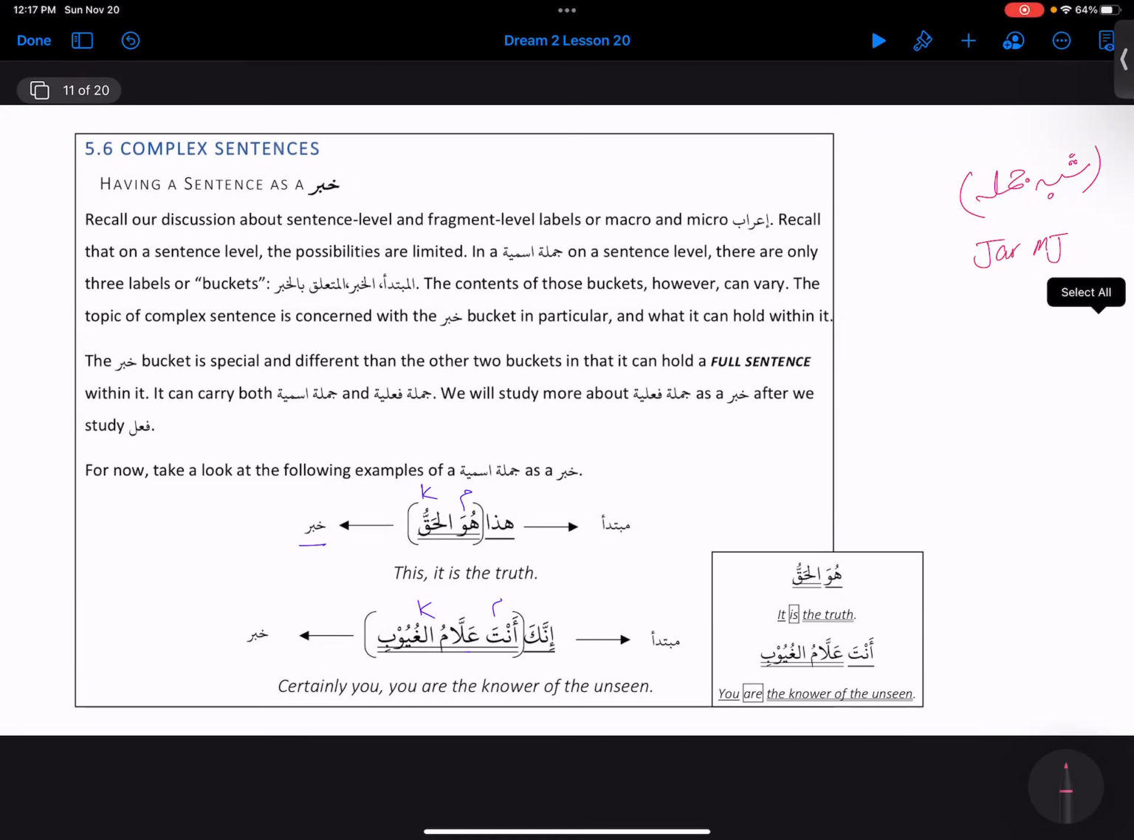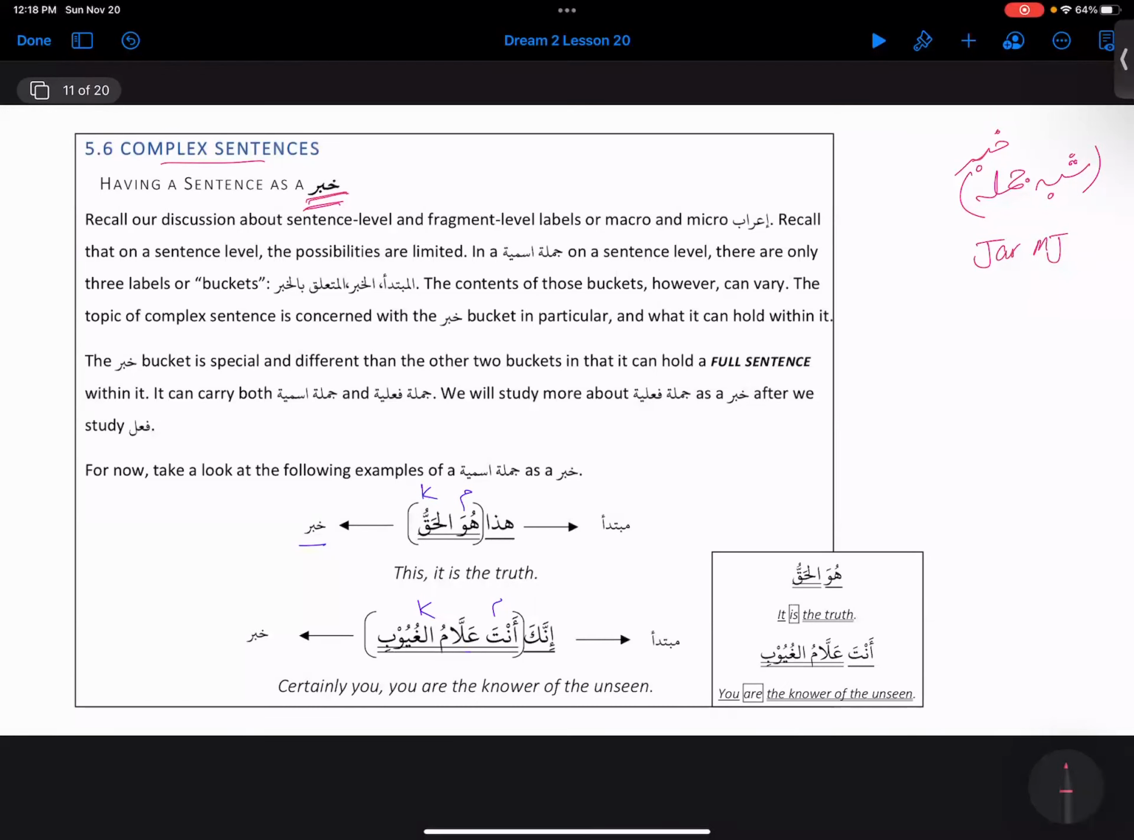Shibu Jumla Khabar means it is like a khabar. Shibu means similarity, so it's like a khabar. It's not a khabar, but it's like a khabar. That is the term, but we're just going to take that. We saw khabar as one word, one ism, but now, in a complex sentence, we will see that the khabar can be a whole sentence. It could be a whole jumla ismiya, or a jumla fi'liya coming as a khabar. Okay, so let's see over here.